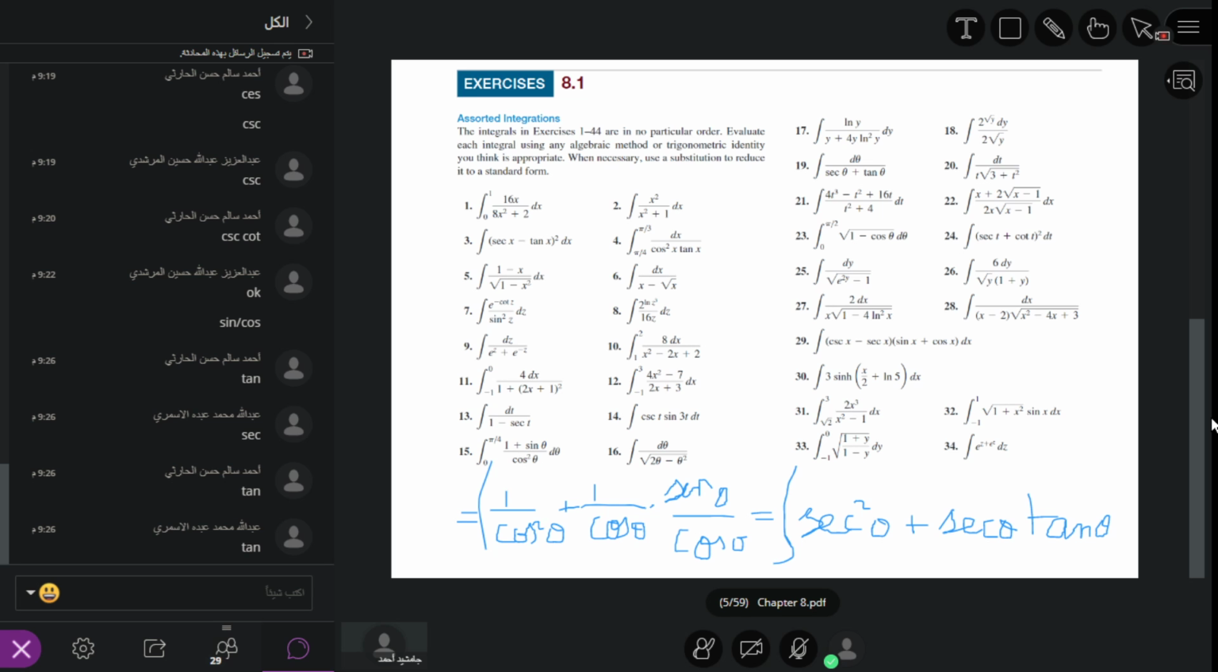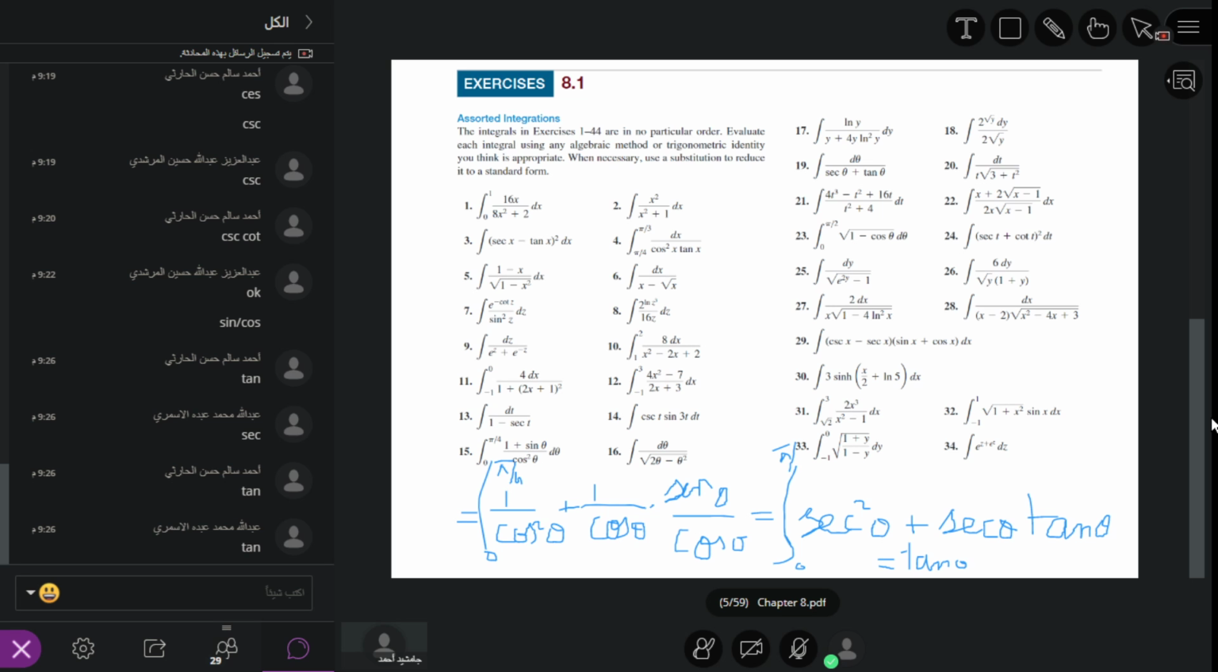So thus we get the integral of this. What is the integral of sec square theta? It is equal to tan theta. Here the lower limit is 0 and the upper limit is pi by 4.